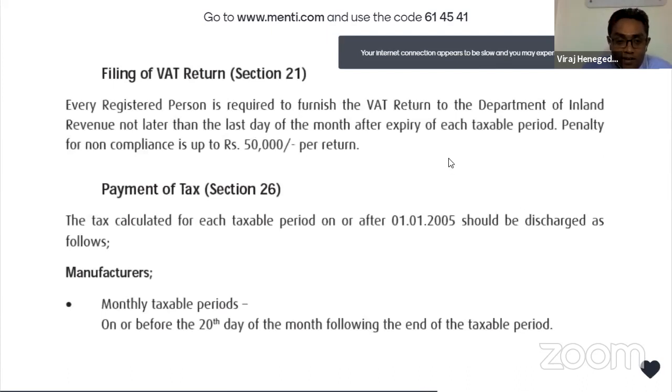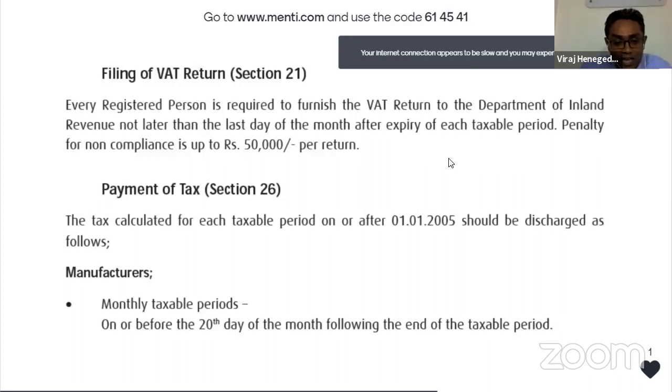Filing of VAT return. Every registered person is required to furnish the VAT return to the Revenue Department by the last day of the month after the expiry of each taxable period. For example, if you're filing on a monthly basis, the April return must be filed before 30th May. That's the law, and if you're not complying, you need to pay up to 50,000 per return.